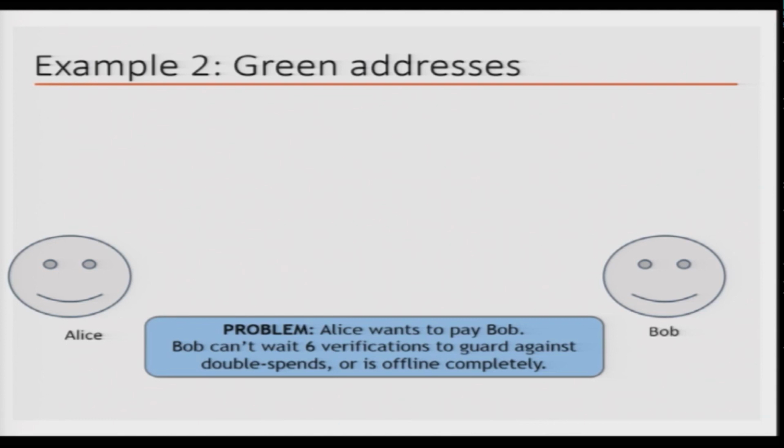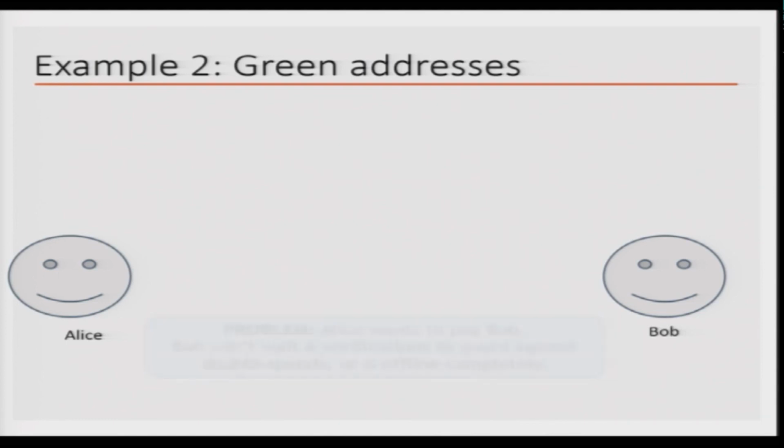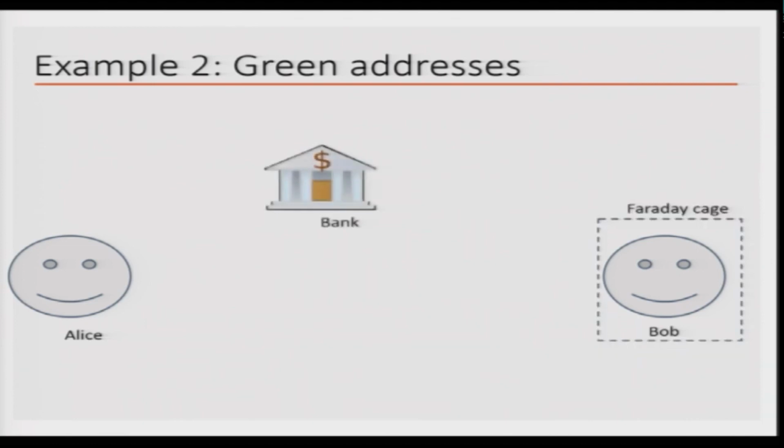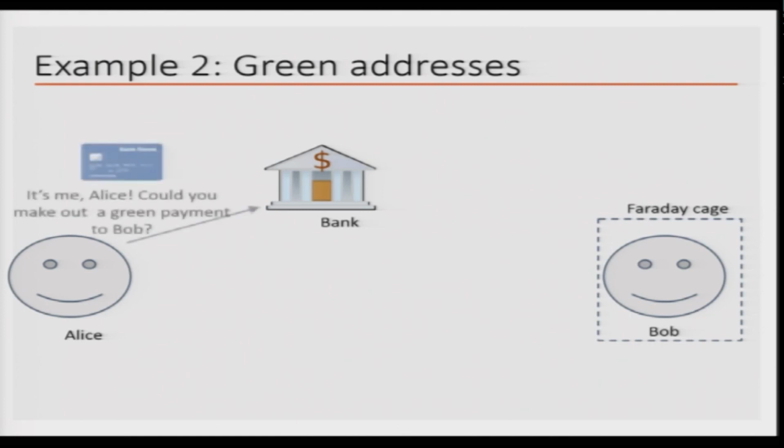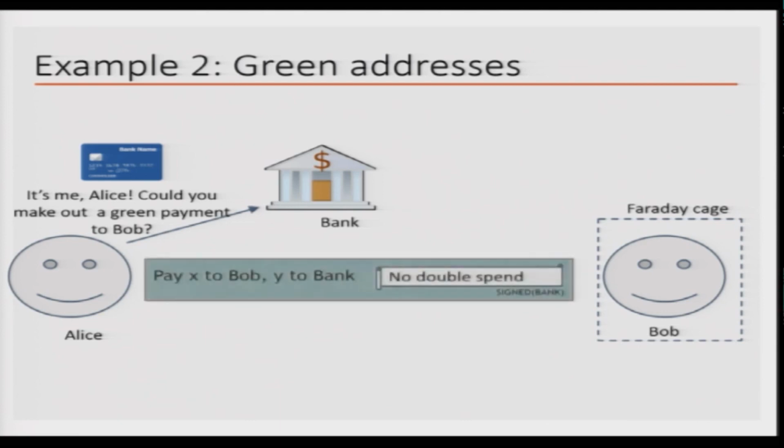So, what Alice can do is go to a third party. In this case, we call it a bank, or it could be a cryptocurrency exchange, some entity that has a relation with Alice, they trust Alice, or Alice might have a lot of money in the bank or a lot of cryptocurrency in the exchange or whatever. So, Alice says, could you make a green payment to Bob, and then the bank says, okay, I will make a green payment to Bob.